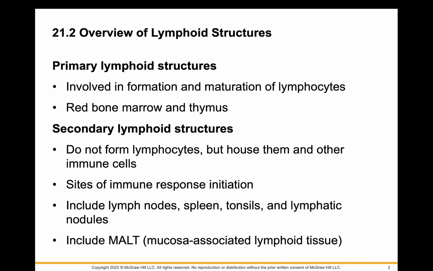Secondary lymphoid structures, on the other hand, do not form lymphocytes. They will house lymphocytes and other immune cells, and they quite often are where the immune response is actually initiated. Examples of structures that we consider to be secondary include the spleen, lymph nodes, lymphatic nodules, tonsils. Another category would be what we refer to as MALT, and MALT stands for mucosa-associated lymphoid tissue or mucosa-associated lymphatic tissue.